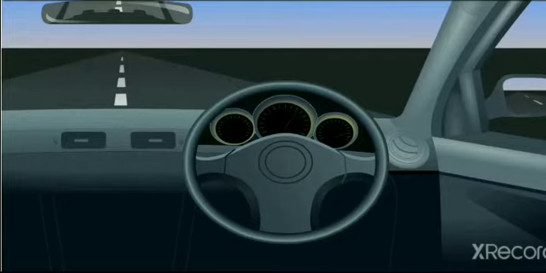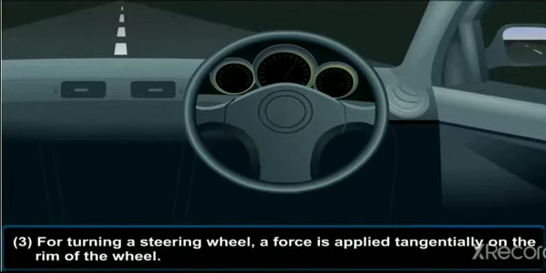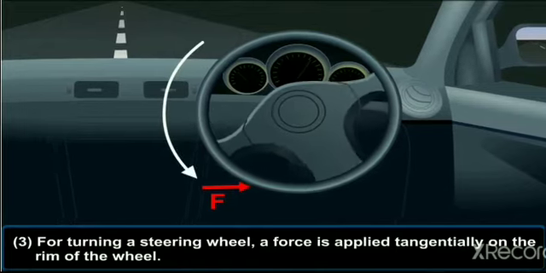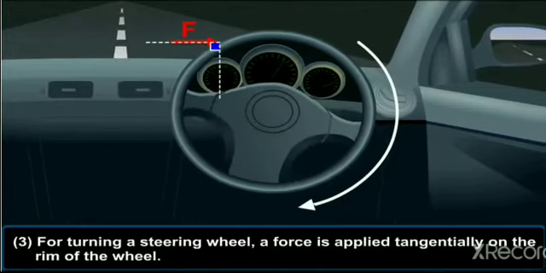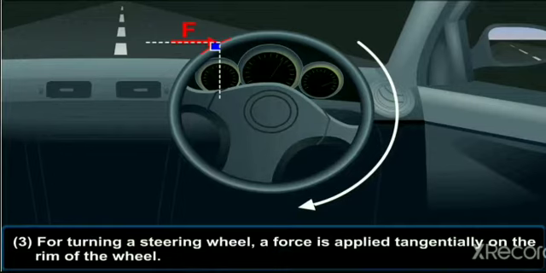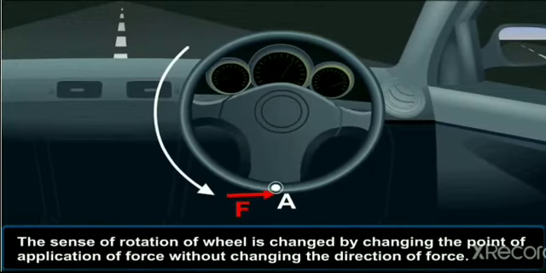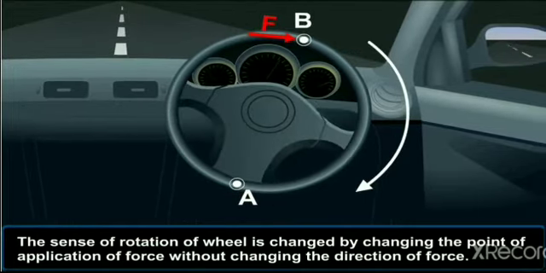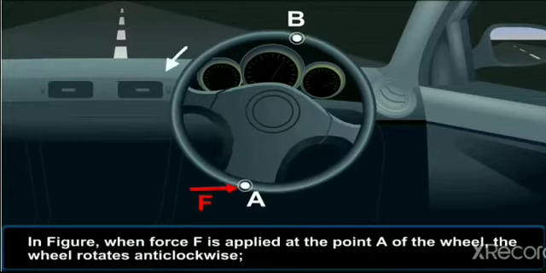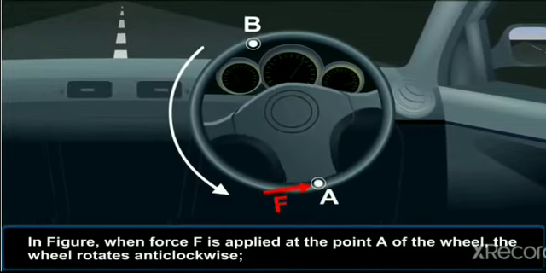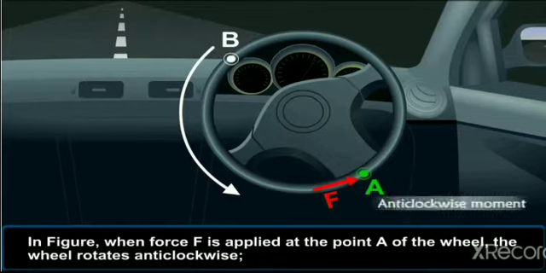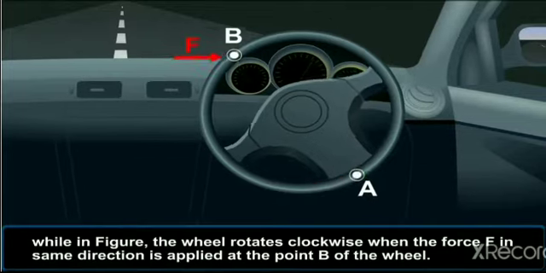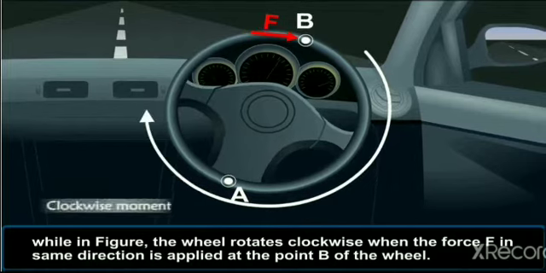Common examples of moment of force. 3. For turning a steering wheel, a force is applied tangentially on the rim of the wheel. The sense of rotation of wheel is changed by changing the point of application of force without changing the direction of force. In figure, when force F is applied at the point A of the wheel, it rotates anti-clockwise, while in figure, the wheel rotates clockwise when the force F in same direction is applied at the point B of the wheel.